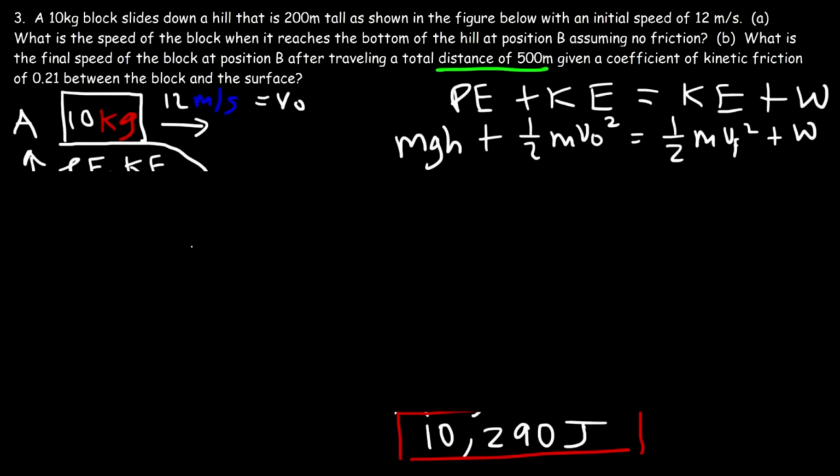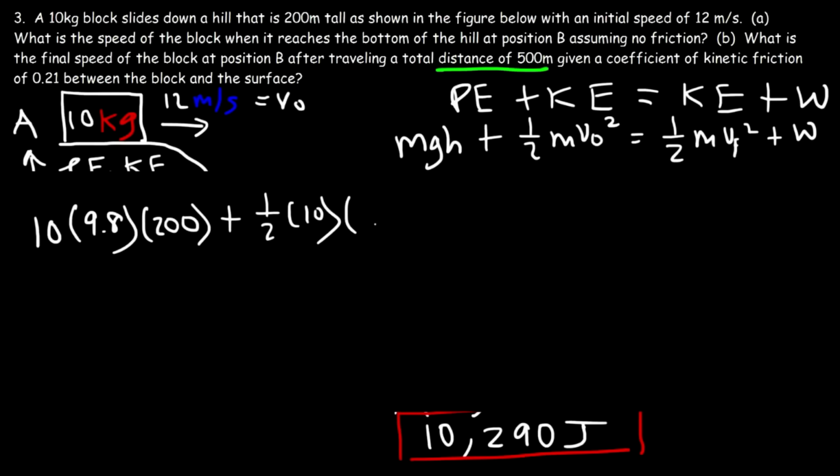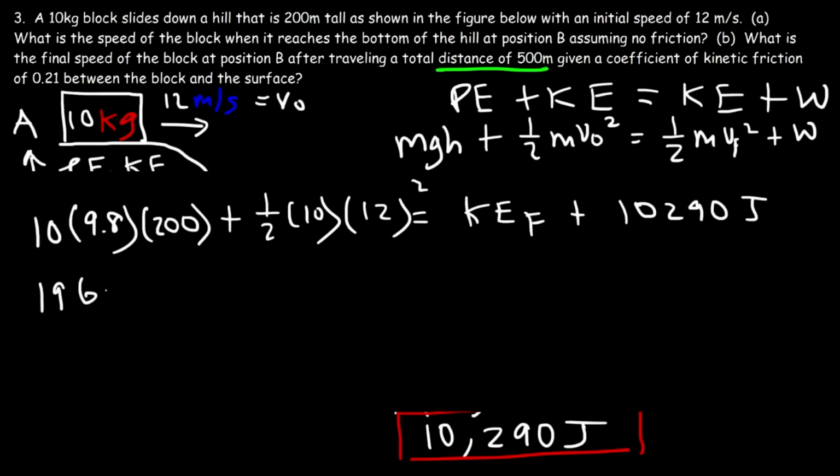So let's plug in the values that we have. The potential energy is going to be 10 times 9.8 times a height of 200. And the initial kinetic energy is going to be 1/2 times 10 times the initial speed, which is 12 meters per second. And then that's going to be the final kinetic energy plus the work done by friction, which we could replace with 10,290 joules. So 10 times 9.8 times 200, that's 19,600 joules.